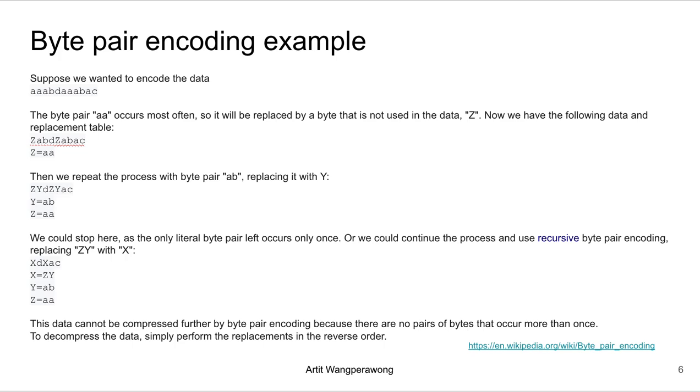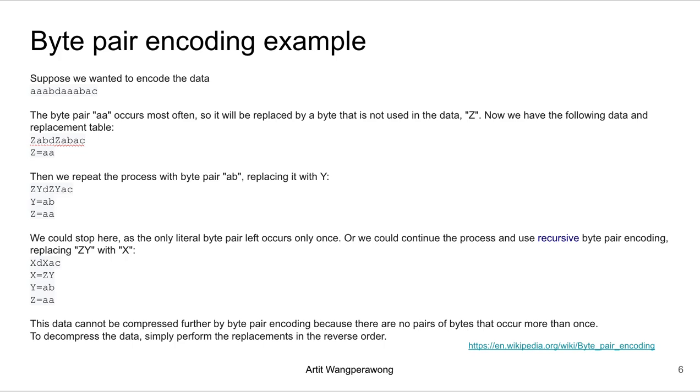Now let's walk through an example of byte pair encoding. Suppose we wanted to encode the data AAAA, BDAAA, BAC. What we do is we look for the pair of characters that occur most frequently in the data. In this case, AA occurs most often. So we would start building a dictionary, a replacement table, you can also call it that way, of capital Z equals AA, and we'd substitute that into the original data, and you'll see that the data has been compressed, and now we have this subword token Z, and we can repeat this process.